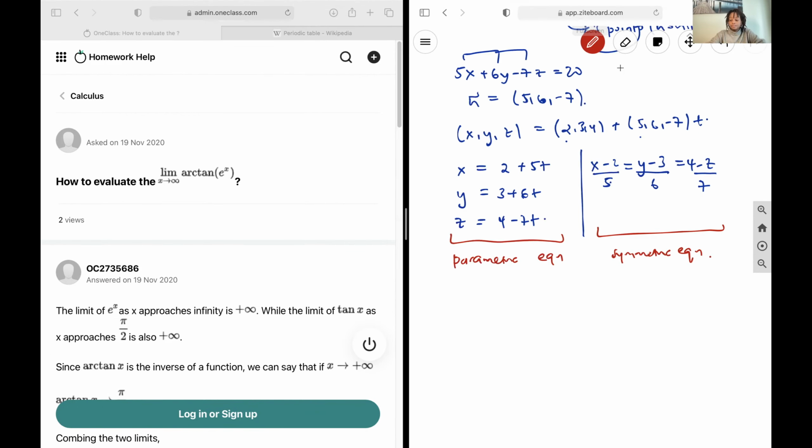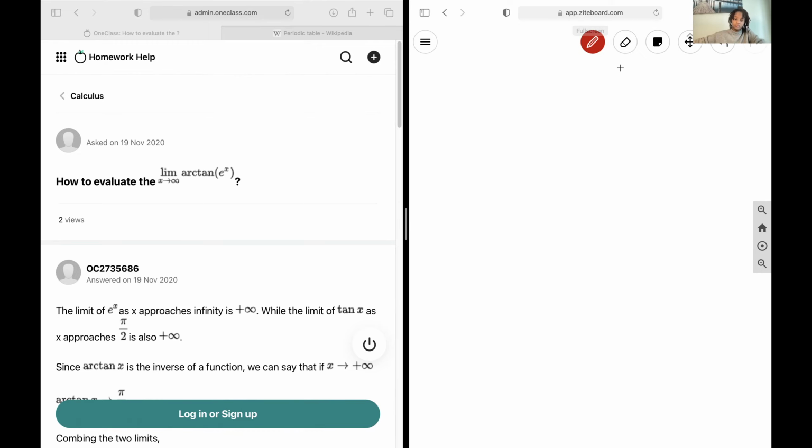Next up, we would like to evaluate the statement. So we want the limit as x approaches infinity of arctan of e to the x. In order to find this, we need to think about what happens to our function as x approaches infinity. Whatever that thing is, we can simply evaluate arctan of basically e to the infinity is what we're looking for.